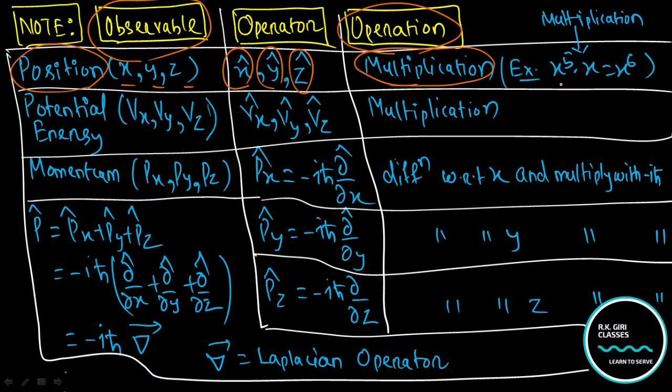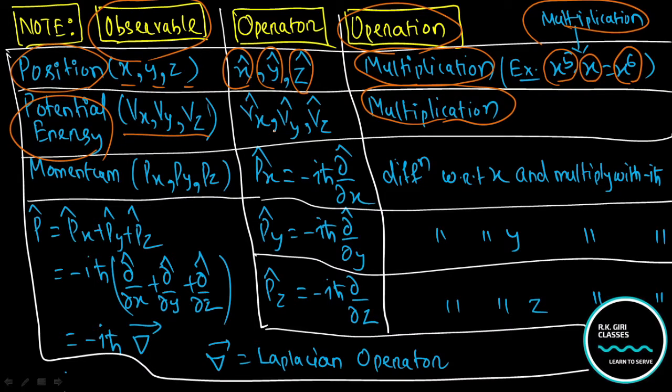That means suppose you have x to the power 5 and this is x, the value is x to the power 6. Simple multiplication. Similarly, this multiplication you also find in the case of potential energy. These are observable symbols, and if you want to write them in terms of operators, that is Vx cap, Vy cap and Vz cap. Simply what you have to do is multiply with an operator, right?